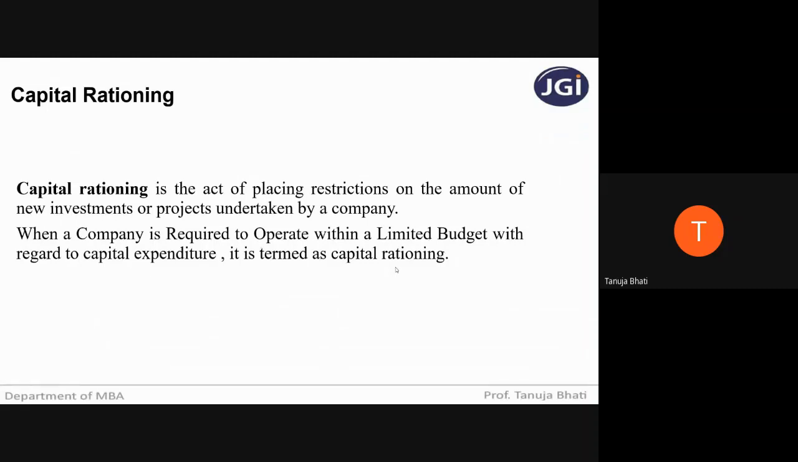Plus there will be less number of projects or less number of proposals which the company is having. And when the company is having less proposals with it, it will be easy for the company to manage that project, or it will help in better management of those projects. So these are certain advantages which you can derive out of capital rationing. Is it clear, students?